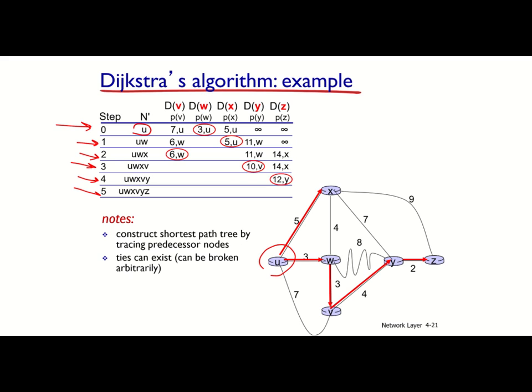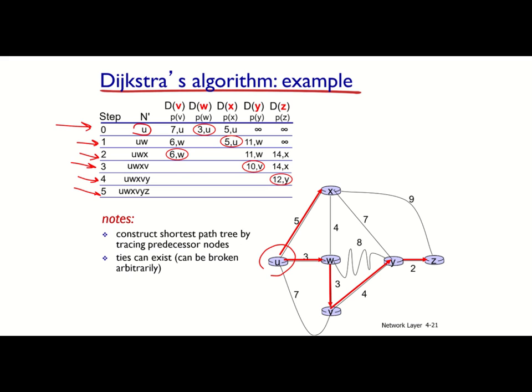So what does the table say? In each row we summarize the result of each iteration. The first row is the initialization step. As you see, the distances of y and z are set to infinity because they are not neighbors of u, so they are not adjacent nodes of the source.